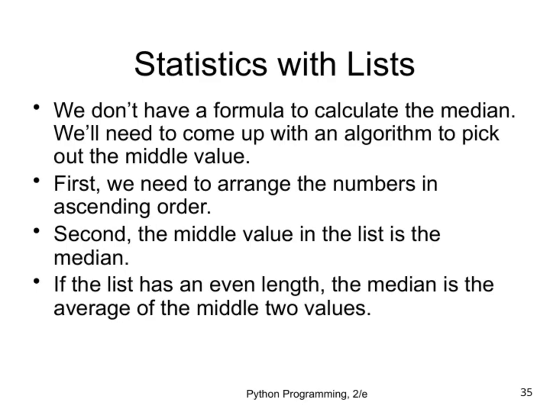We don't have a simple formula to calculate the median, so we need to create an algorithm to find the middle value in a list. First, we have to arrange the numbers in ascending order, from smallest to largest. Once the list is sorted, the middle value will be the median. If the list has an odd number of items, that middle position is straightforward. But if the list has an even number of items, then the median is actually the average of the two middle values. This approach helps us understand how to find the median even when there isn't a direct formula, and it ties into our overall theme of working with data and statistics in Python.